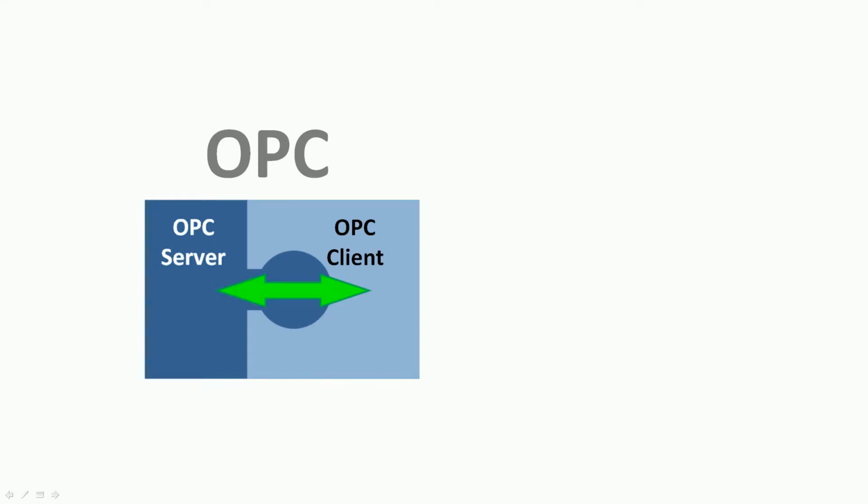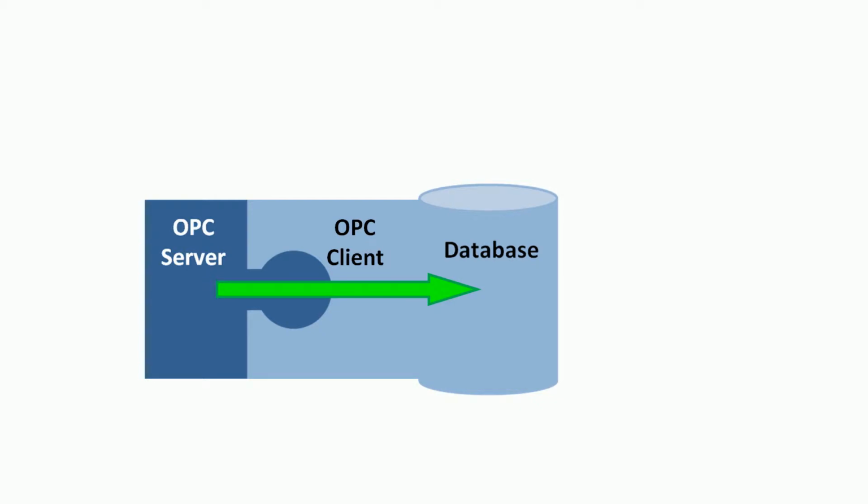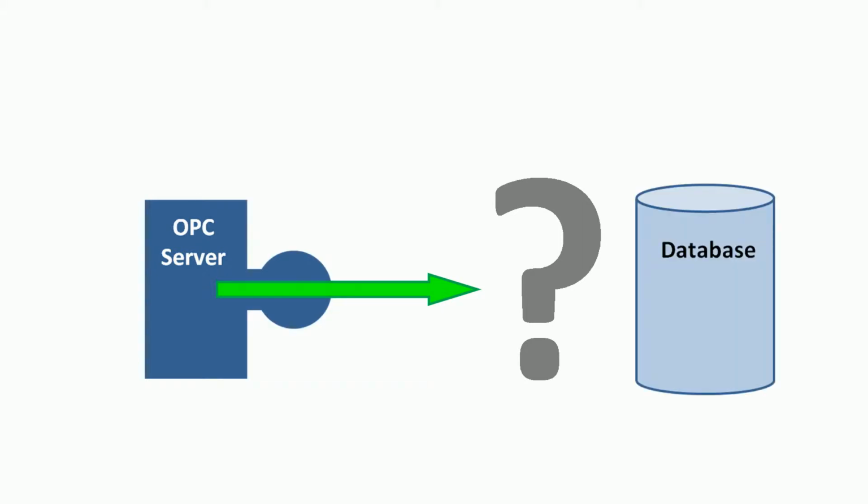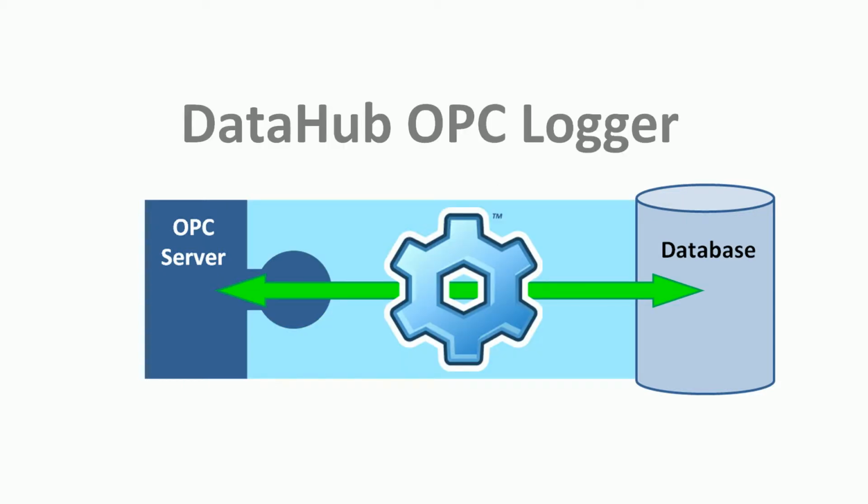OPC servers connect to OPC clients. Some clients are connected to a database, but what if your client doesn't have a database and you need to store your data? How can you log and store your data from an OPC server? Use the DataHub OPC Logger.